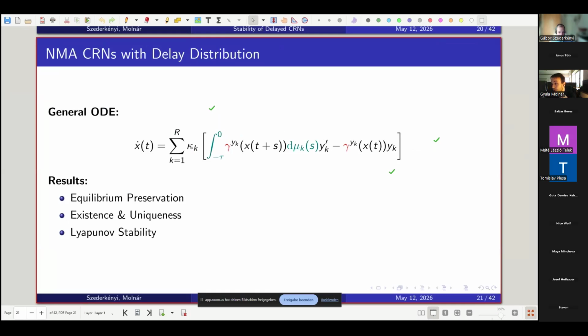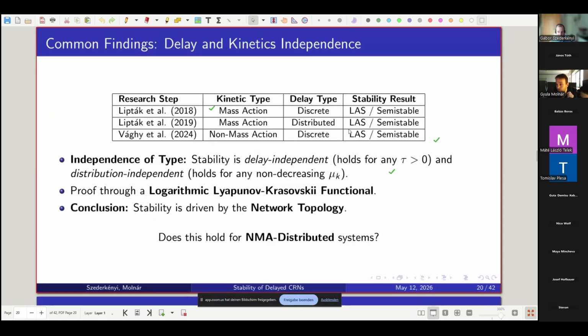Okay, so I would continue from here then. As Gabor pointed out, there have been papers covering these three cases so far: mass action kinetics with discrete delay, mass action kinetics with distributed delay, and non-mass action kinetics with discrete delay. The most recent work is basically filling the gap, whether these results hold for a system with non-mass action kinetics and distributed delays.